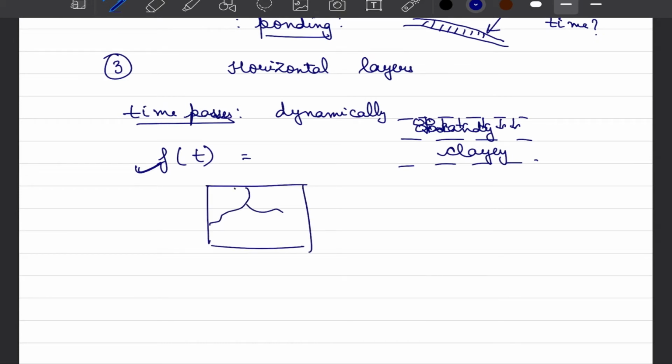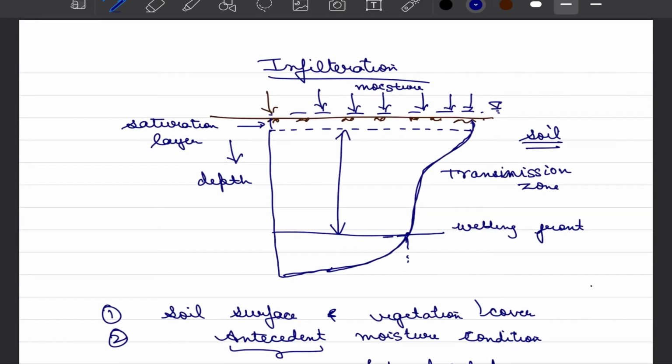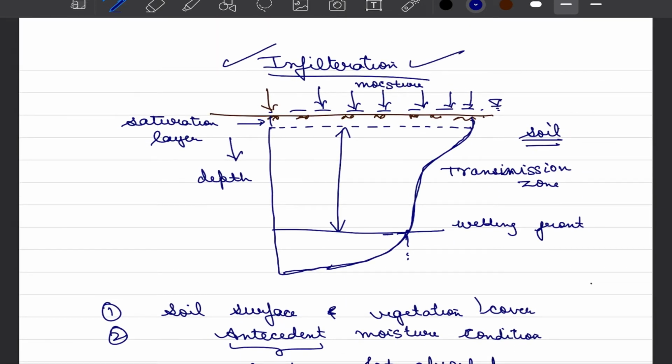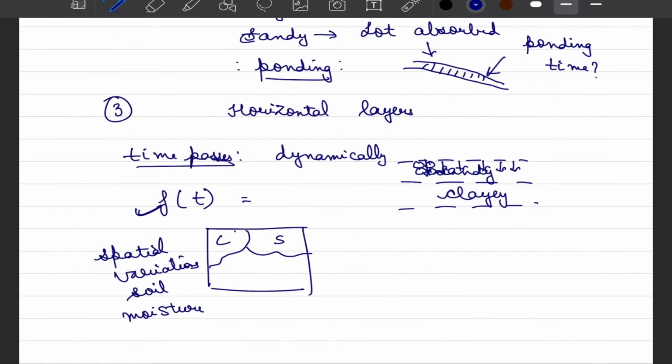So for example, in some part we may have dominance of clay soil, in another part we may have dominance of sandy soil. So there are going to be large spatial variations in characteristics of soil and in characteristics of moisture, and all combined together they are going to impact the rate of infiltration, or the rate at which water is being taken into the ground whenever precipitation or any other external form of water is present on the surface.